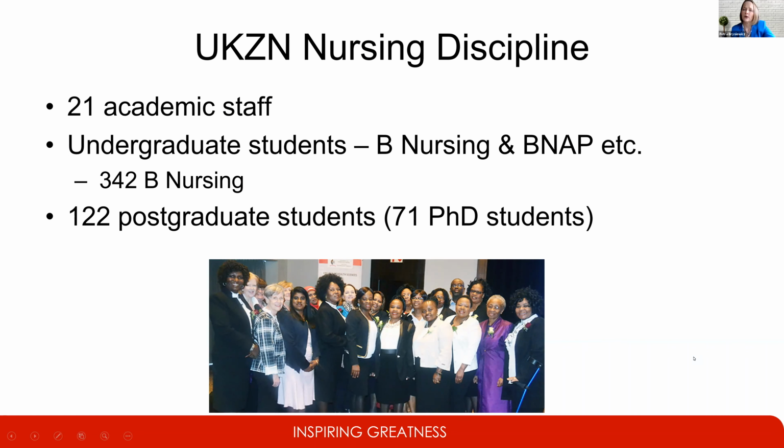So in our nursing discipline at the University of KwaZulu-Natal, we have 21 academic staff. And we have two undergraduate programs. One of them is the Bachelor of Nursing, and at present, we have 342 students in that program. We also have some post-basic specialist programs for registered nurses. We have a large number of postgraduate students, 122, and you can see a large proportion of those, 71%, are PhD or doctoral students.